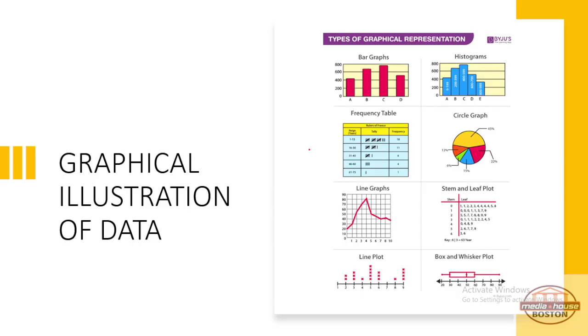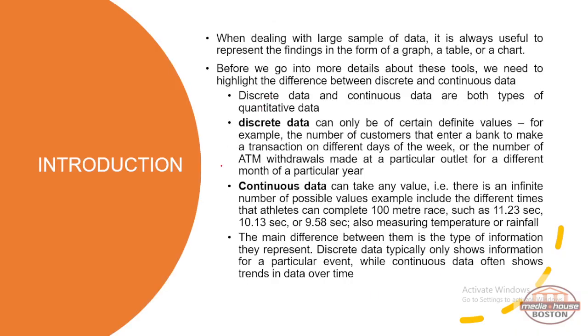So graphical illustration. These are the types of graphical illustration that one can work with. We've got the bar graph, histogram, frequency table, circle graph, line graph, stem and leaf plot, line plot, and the box and whisker plot. These are all types of graphs. In terms of the introduction, we're going to start by taking a look at data. You cannot have graphical illustration without data. Data is the most important thing that you need to deal with before you present your information in graphs, tables, and charts.